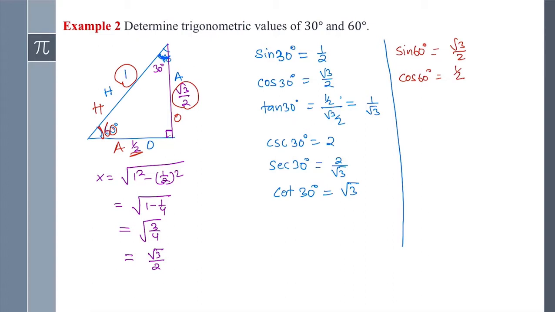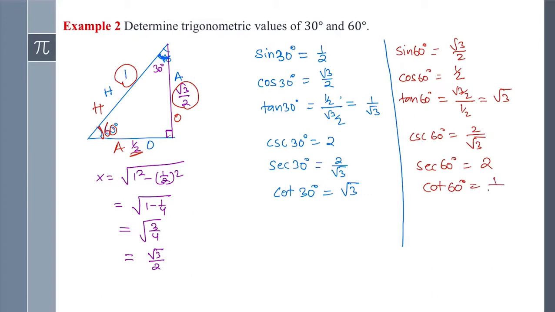And then tangent 60 degrees is opposite over adjacent. So sorry, opposite over adjacent for 60 degrees is square root of 3 over 2 divided by 1/2, which is just square root of 3. And then for cosecant 60 degrees, the reciprocal of sine, which is 2 over square root of 3. Secant 60 degrees is the reciprocal of cosine, which is 2. And cotangent 60 degrees is the reciprocal of tangent, which is 1 over square root of 3.